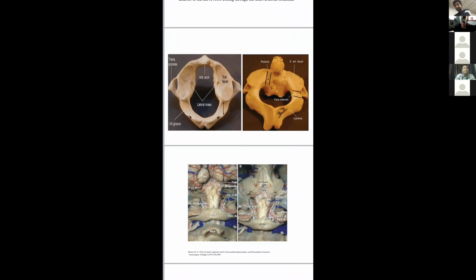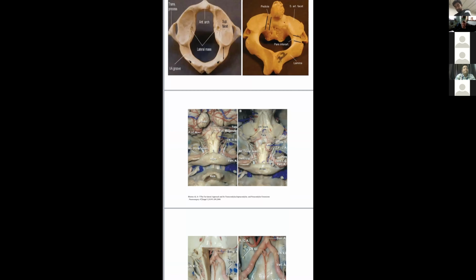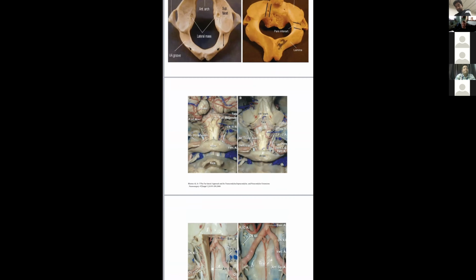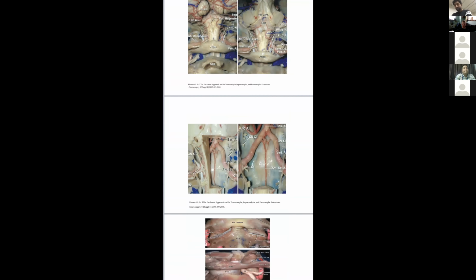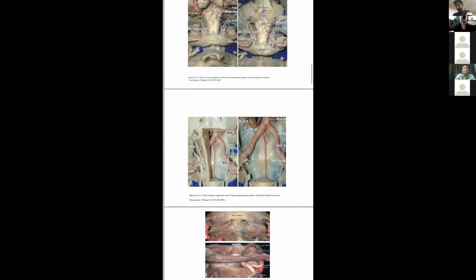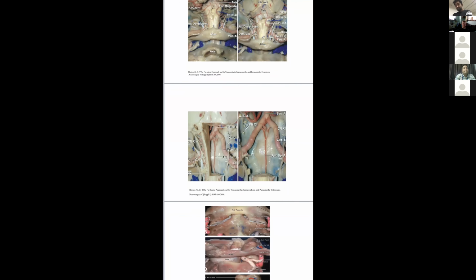A few more diagrams. After the dissection and occipital craniotomy, we can see the spinal cord and the PICA origin. After the removal of the atlas and axis bone, we can see cranial nerve 11 and the C1, C2 roots, and also the two vertebral arteries which form the basilar artery.